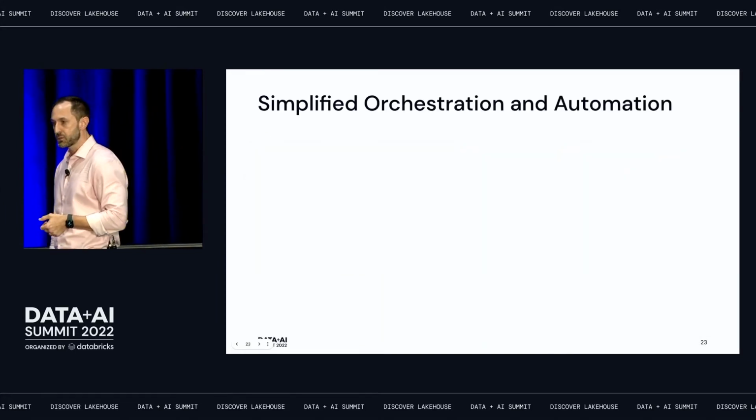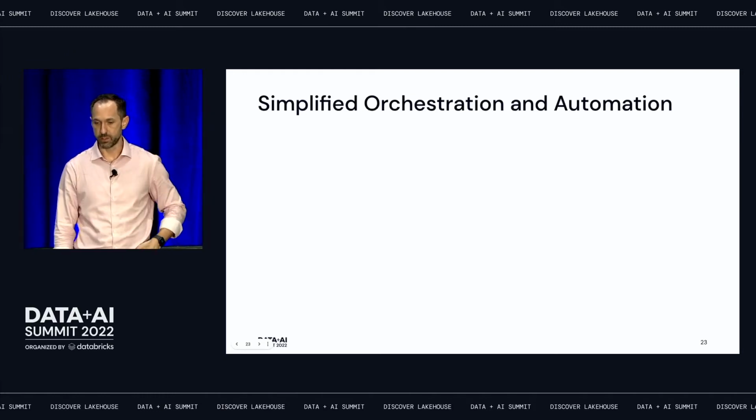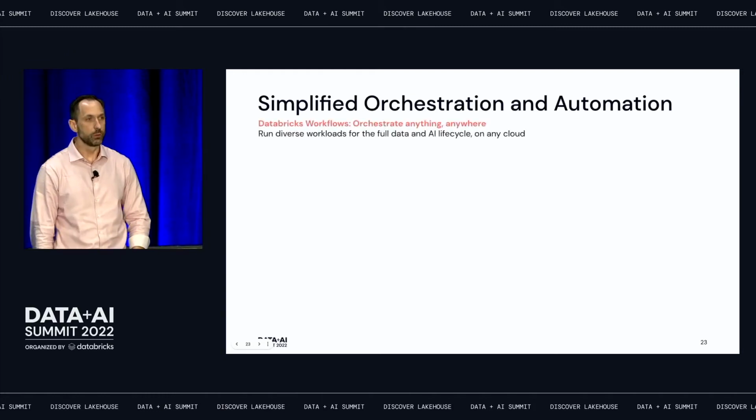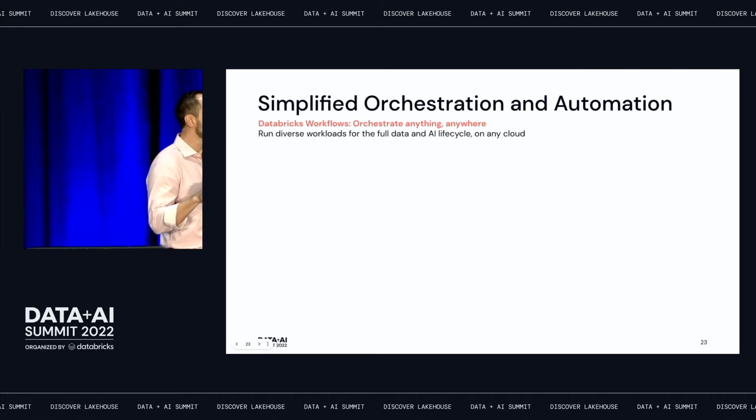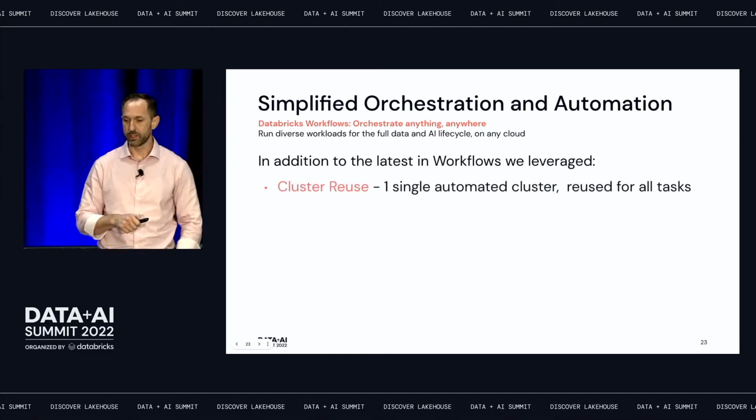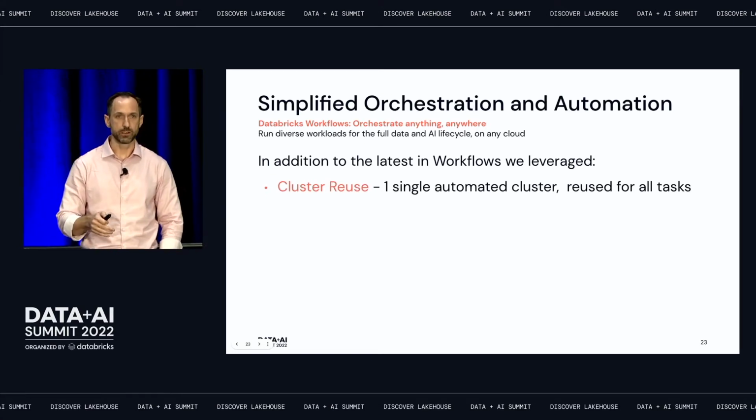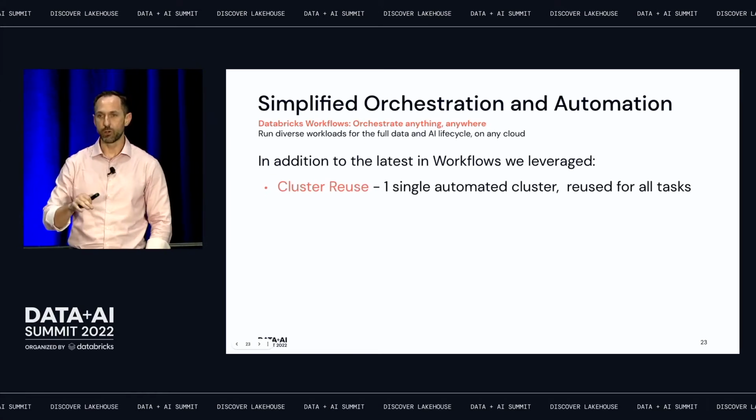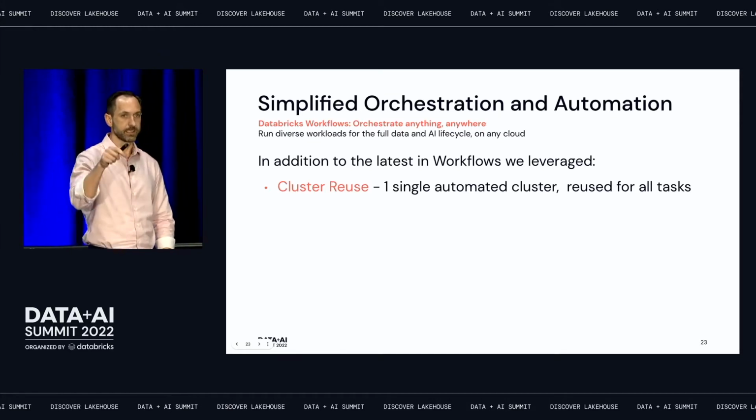So let's talk about orchestration. How do we automate this orchestration? This is actually one of the cooler pieces we'll show here in a moment, is that we leverage workflows to do this. And I think this time last year, there was a feature within workflows that wasn't available that is today, and that's the fact that we can now leverage cluster reuse. So use a single automated cluster, and have every task within that workflow, this multitask job, now reuse that cluster as it continues through the pipeline.